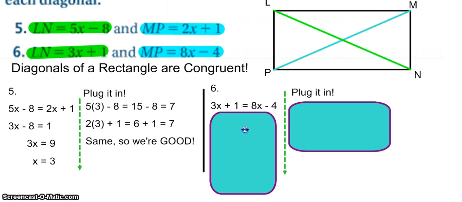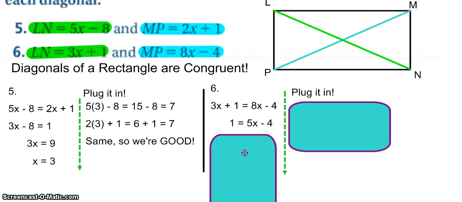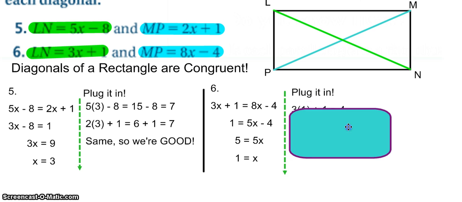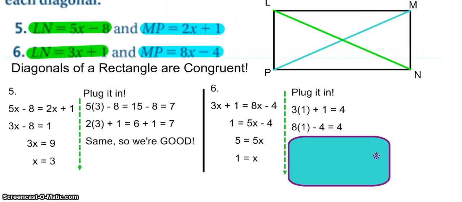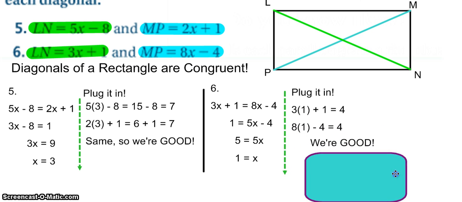I do the same thing for number 6, set your diagonals equal to each other, subtract 3x from both sides, add 4 to both sides, and then I'll divide by 5 to find my x is equal to 1. Plug it into my first expression, I find my answer of 4. Plug it into my second expression, also find my answer of 4, so we know that we are good.